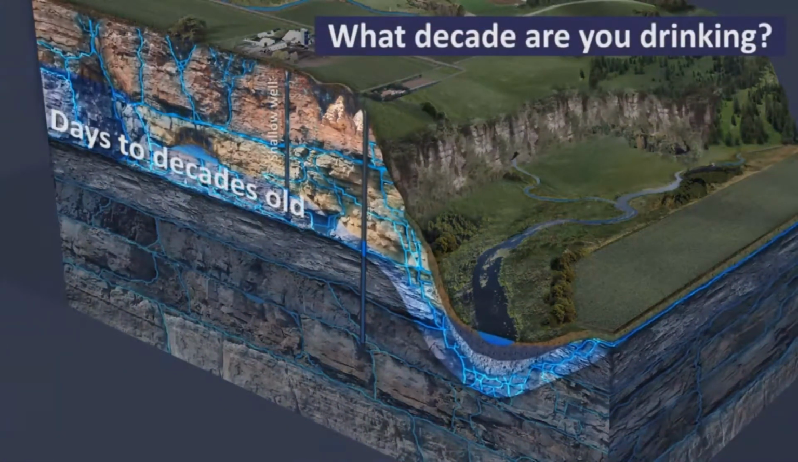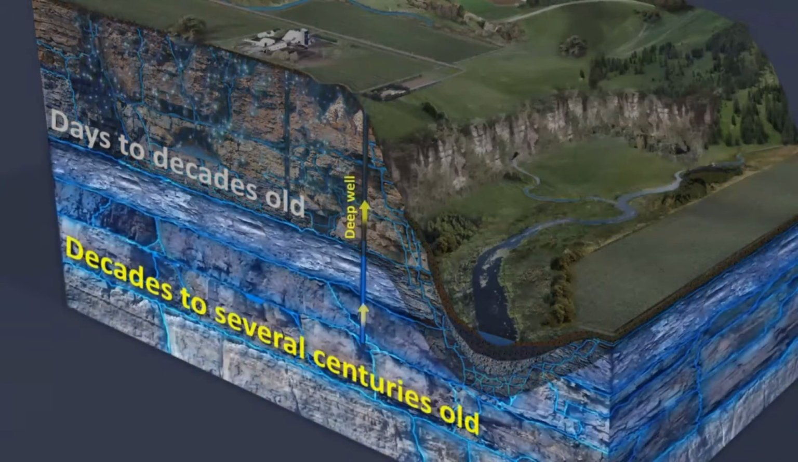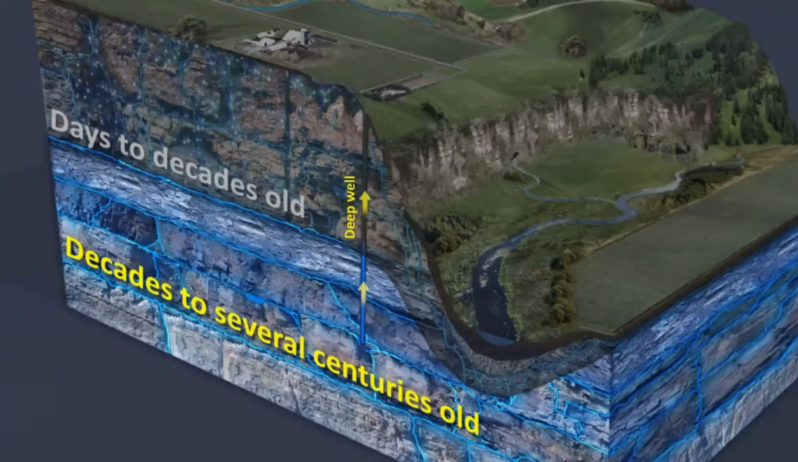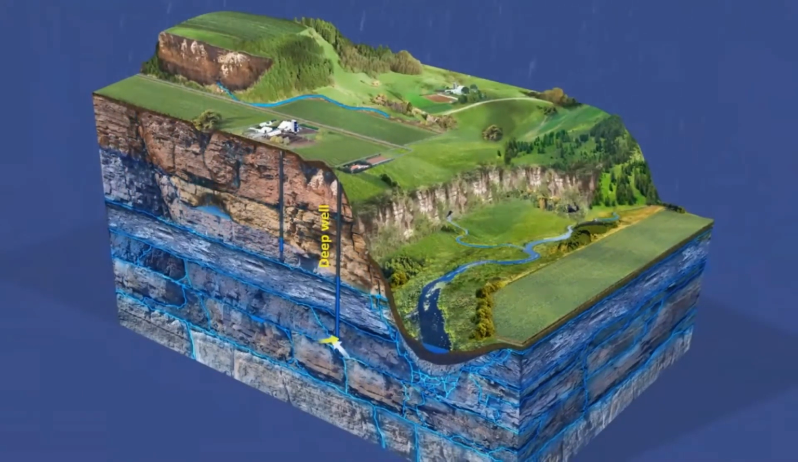Younger water is often from aquifers located above shale layers and can be just days to decades old. Older water is typically contained deeper in the glacial till and bedrock layers and can be decades to centuries old. In many cases, drinking water is a mixture of both younger and older water.